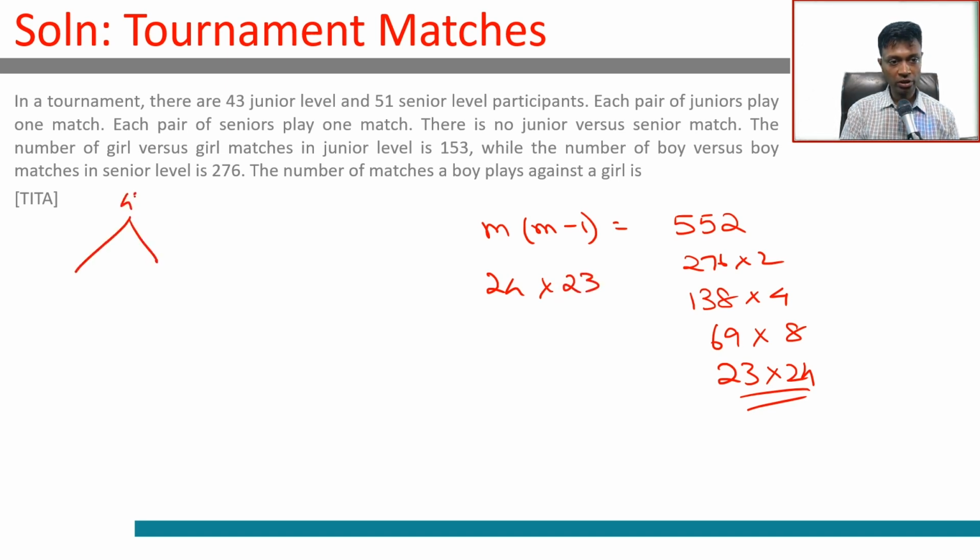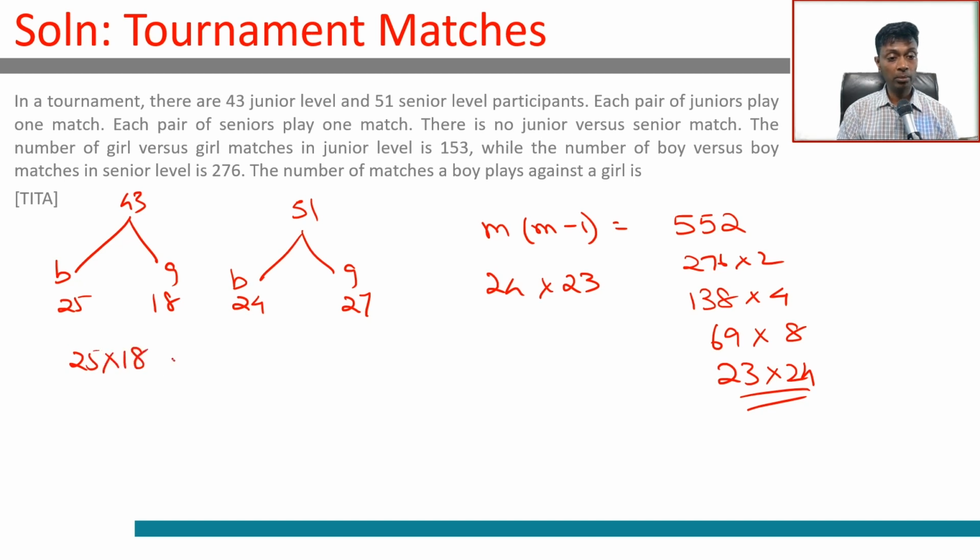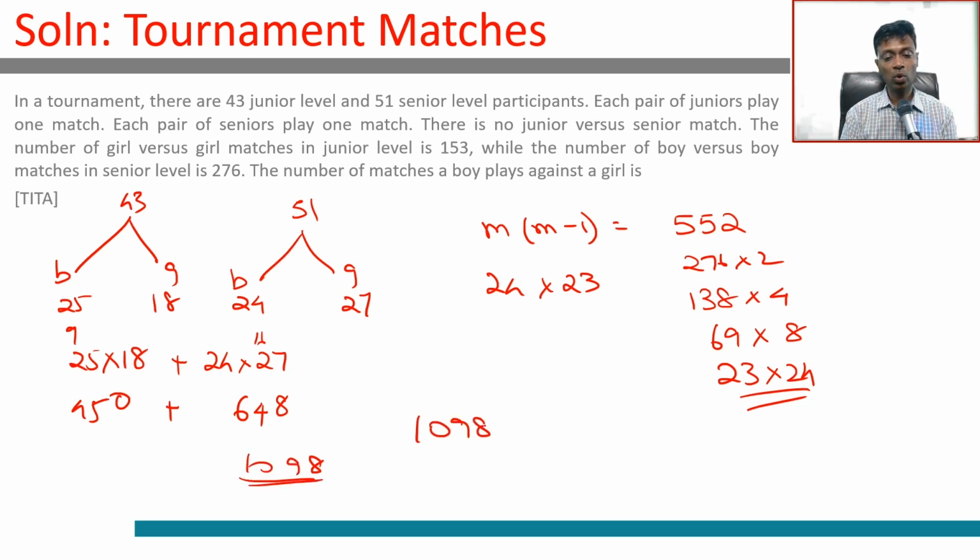So the 43 juniors, boys and girls, there are 25 boys and 18 girls. 51 seniors, boys and girls, there are 24 boys and 27 girls. The number of matches a boy plays against a girl is 25 into 18, all these boys have to play all these girls, plus 24 into 27. 25 into 18: 18 5s are 90, 450. Plus 24 into 27: 24 7s are 168, plus 480, 648. 450 plus 648 is 1098. I'm writing down 1098 as the answer.